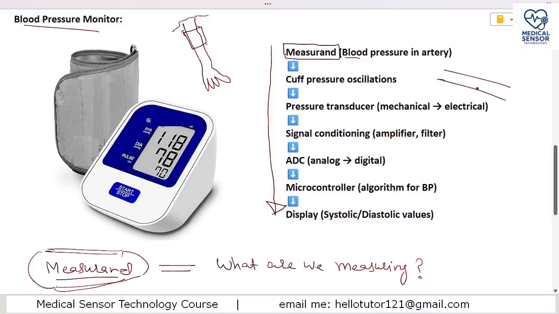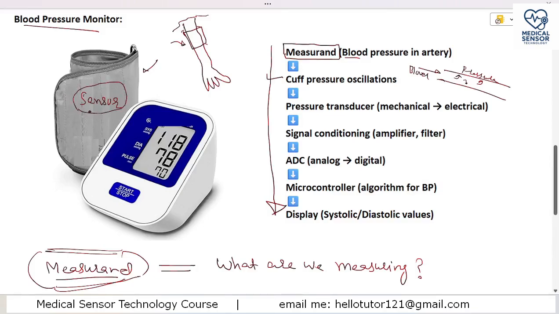If this is an artery, the blood is flowing. This blood exerts pressure on the walls of the artery, so we have pressure inside our arteries. When we wrap this cuff around our arm, the artery pressure is transferred to this cuff. Now this cuff has sensors.